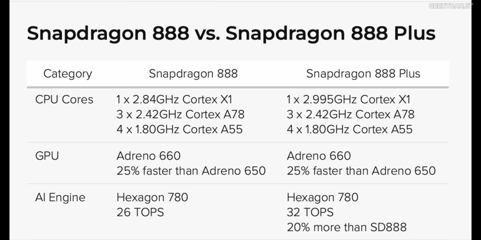And also, next thing that's important these days, we are doing a lot of AI operations. Here I see a significant difference. Again, as you can see the chart, the AI engine on the Snapdragon 888 was 26 tops, whereas on this 888 Plus, it's 32 tops. That's almost 20% improvement. So definitely a better processor that was used in the iQOO 9.